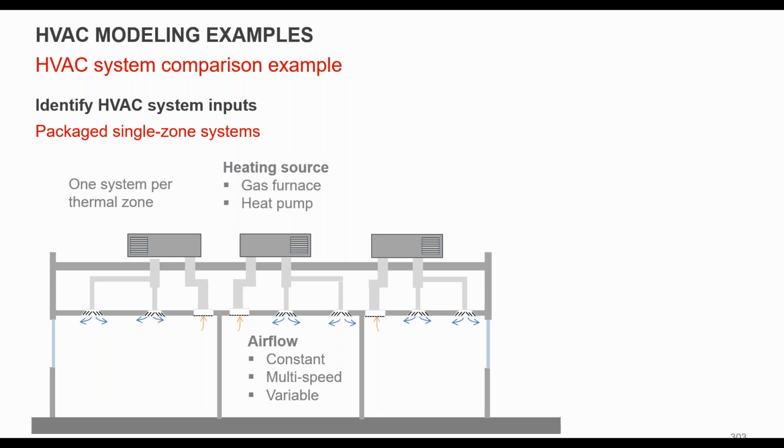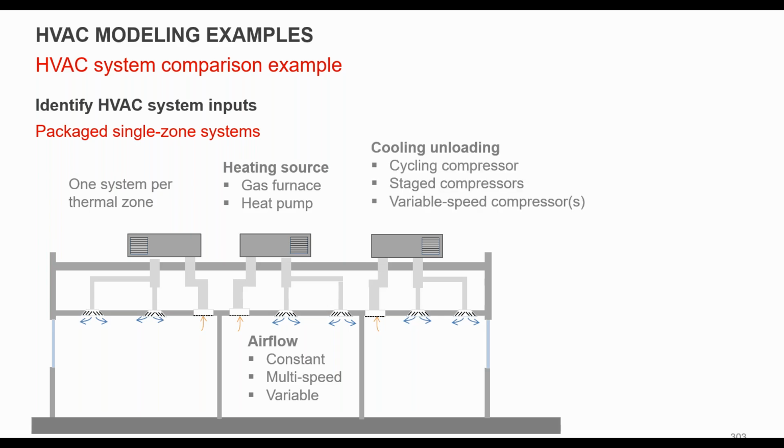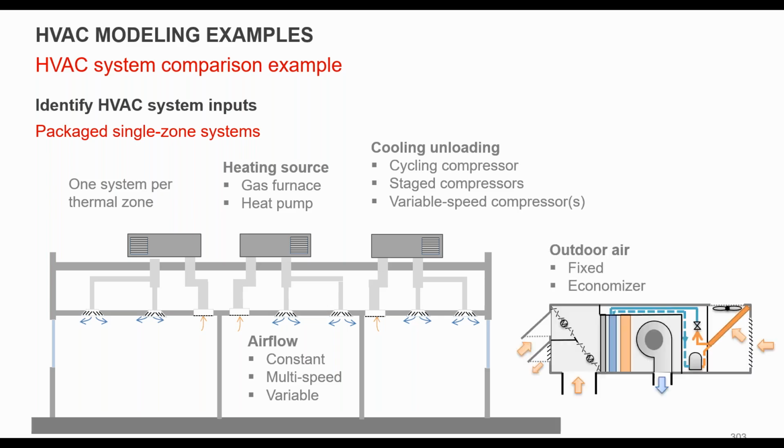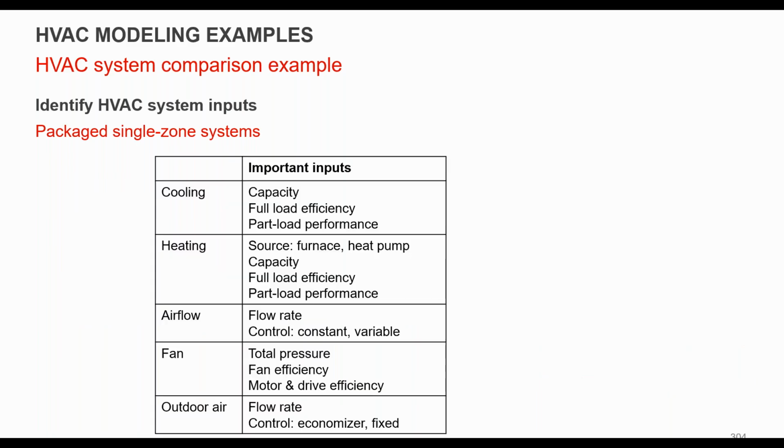You'll need to decide on heating source. So again, most commonly you'll have a furnace or a heat pump in this case, and how the cooling system is going to operate, right? So if you have single compressor, multiple compressors, are they unloading? Are they just hard starting? And then, as we talked about before, how is outside air being controlled? Is it just fixed, or is there an economizer that's actually operational? So these might be the important inputs that you want to follow for dealing with a single zone system, right?